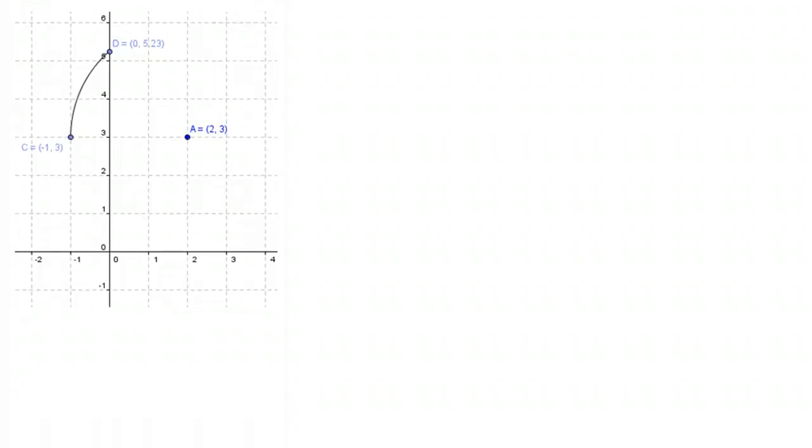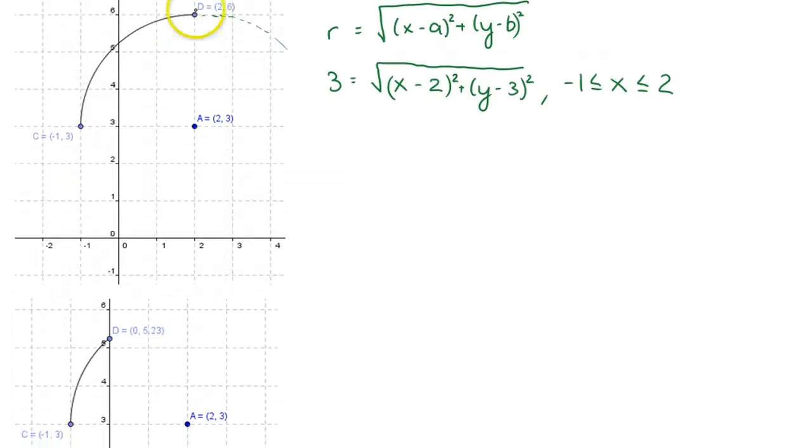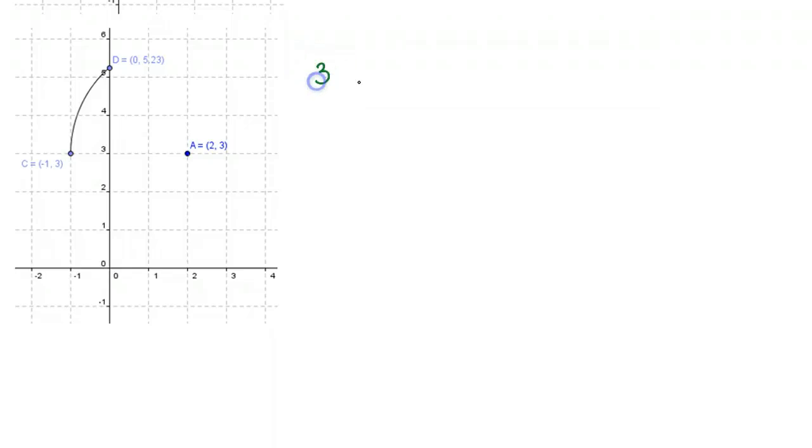So this one looks a little funny. Now, you would have to know that this is a circle in this case, and you could probably figure this out given some other information. But I'm going to tell you that this is part of a circle, and the center is 2, 3. So in this case, this is actually the exact same circle as above, but all I've done is I've taken the point D and moved it to x equals 0. So again, when I write this out, I'm going to have the same equation. 3 is equal to the square root of x minus 2 squared plus y minus 3 squared.